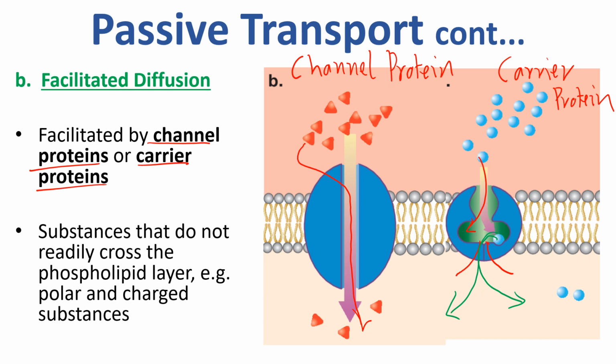So both of these are just allowing diffusion to happen for those molecules that can't normally get through. So it's for those substances that can't readily cross, like polar and charged molecules. Okay, so those are the types of passive transport, and we'll learn about osmosis, which is the third type of passive transport, next lesson.